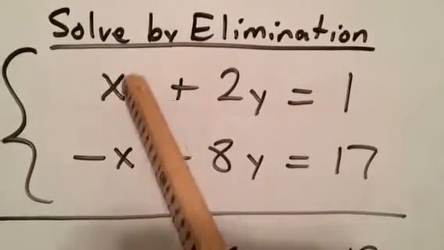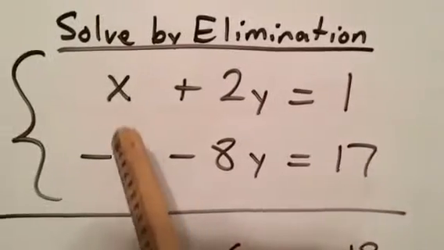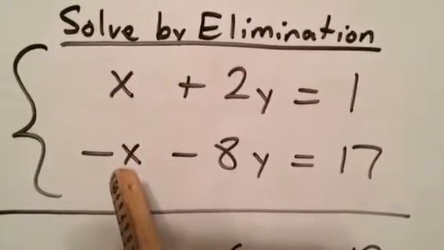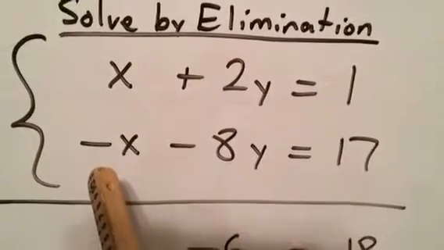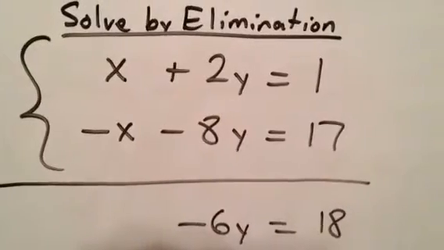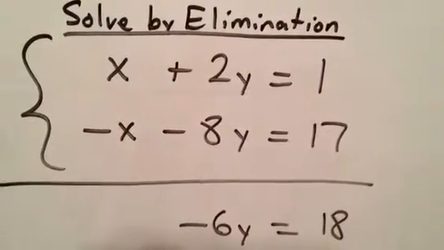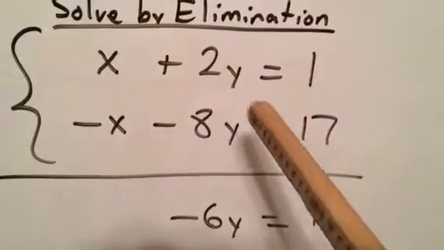If we wanted to add these two equations together, notice the x's would cancel each other out and we would have nothing left. This is called elimination. One of our rules for elimination is that we can add any two equations together.